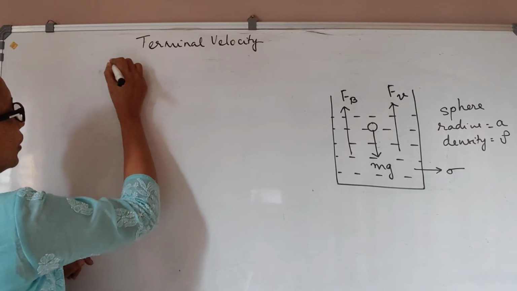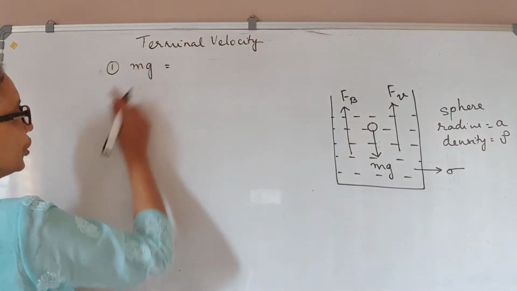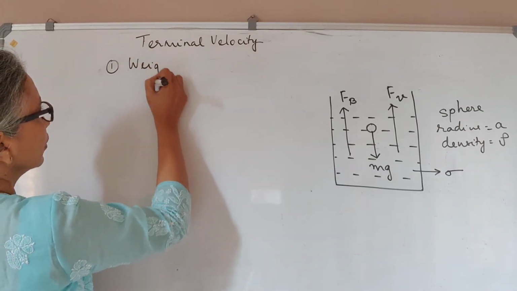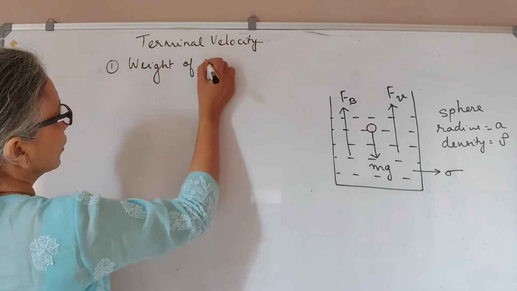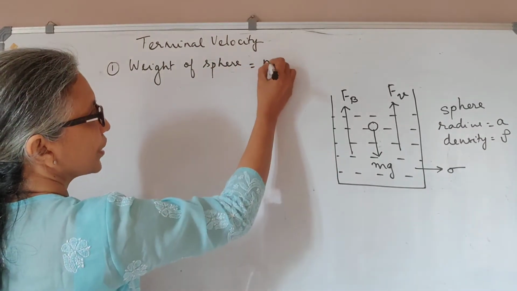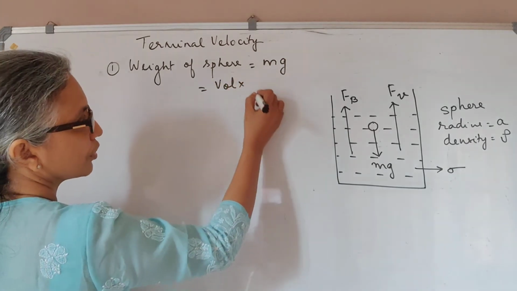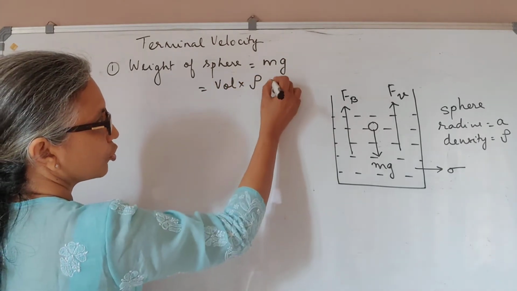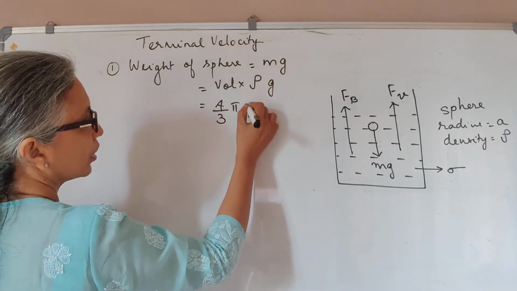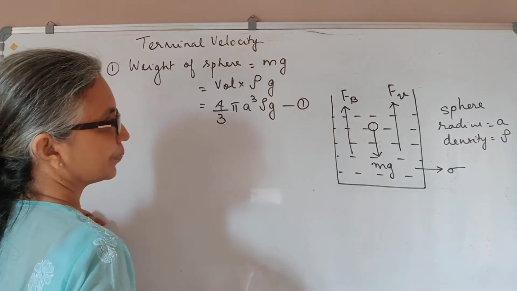Okay, so the first one is the weight of that body, the metal sphere, m into g. I'll write it down there. The weight of the sphere. That's the force acting in the downward direction, which is m into g. Mass we know is volume into density of the sphere, which is rho, into g. Volume, it's a sphere, so 4 by 3 pi radius a cube, rho into g, which is my first equation.